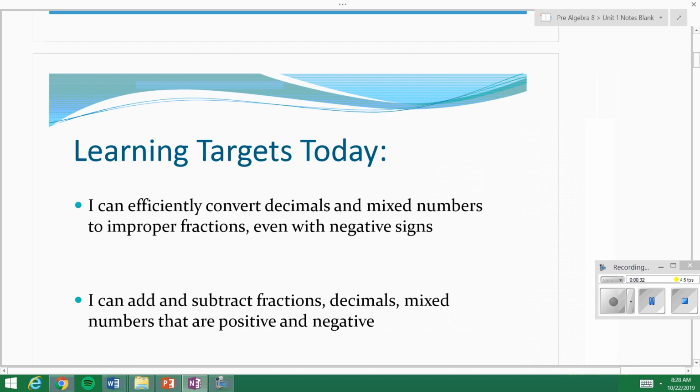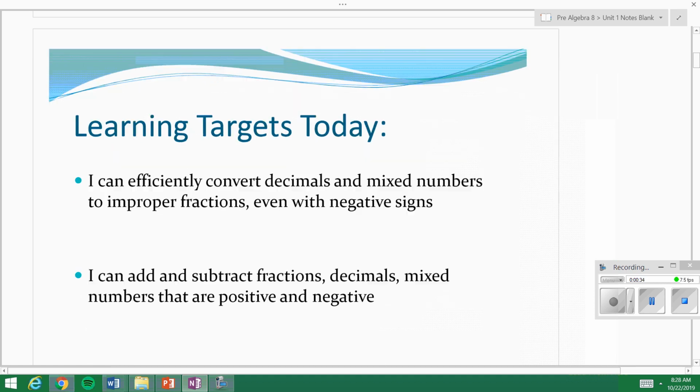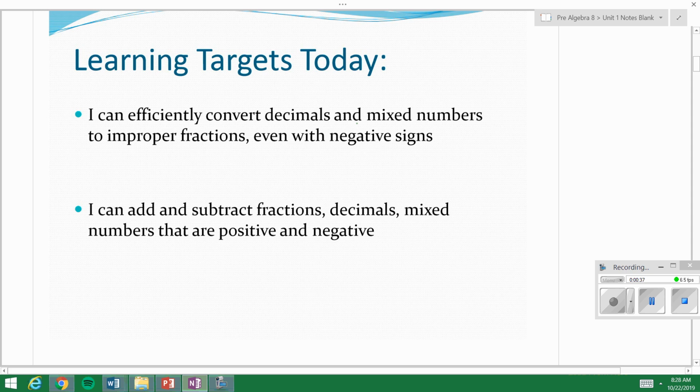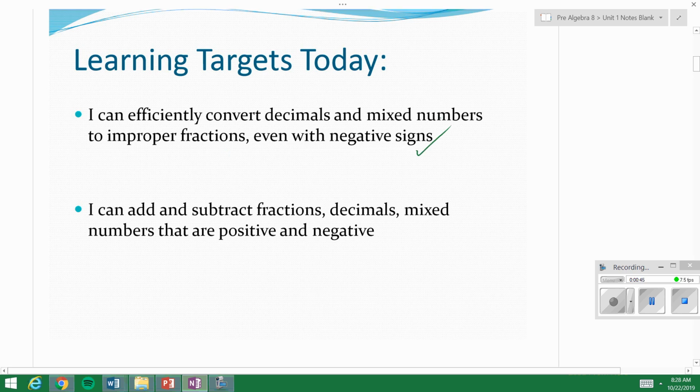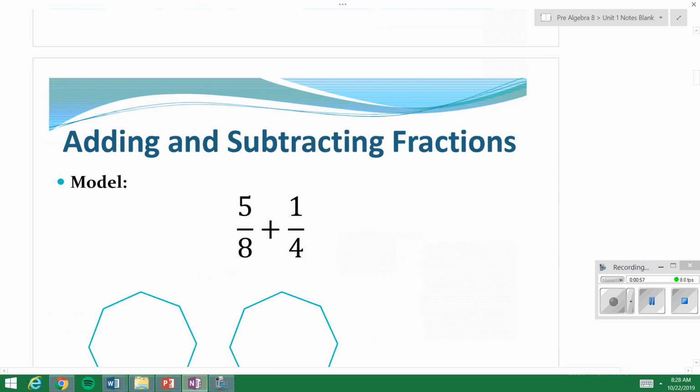Once again, the learning targets for Unit 2 are: I can efficiently convert decimals and mixed numbers to improper fractions. We're dealing with the latter here, mixed numbers to impropers, even when they have negative signs. So make sure that you are considering how we did that the other day. I can add and subtract fractions and decimals and mixed numbers that are positive and negative. So that is where the focus is really going to be today. I can add and subtract positive and negative numbers.